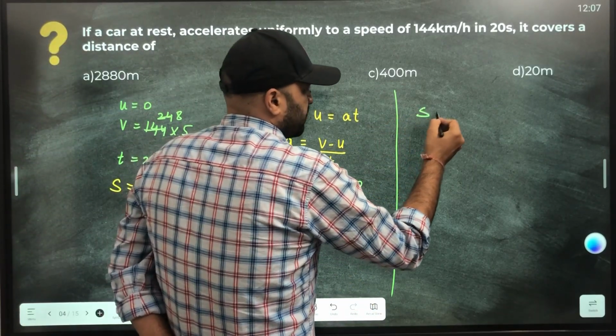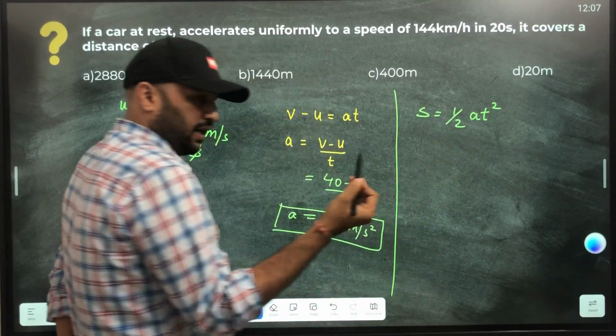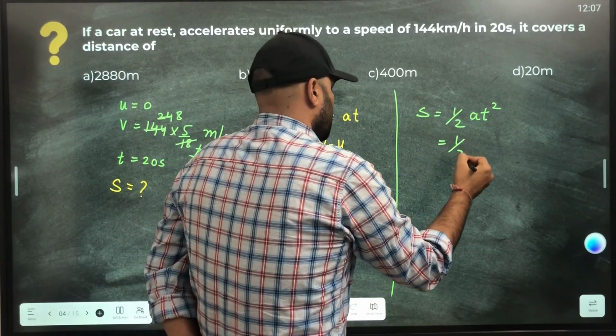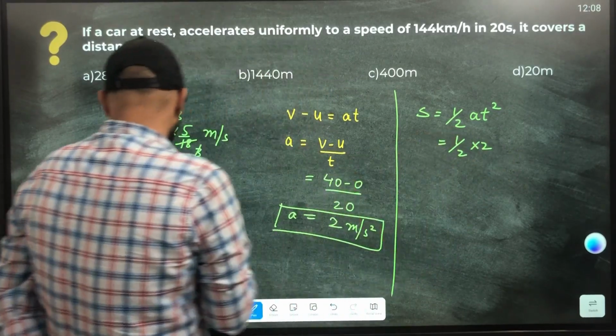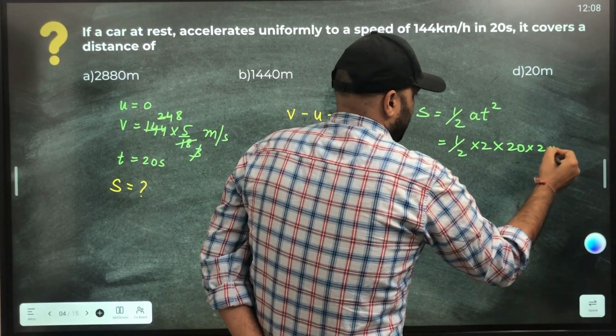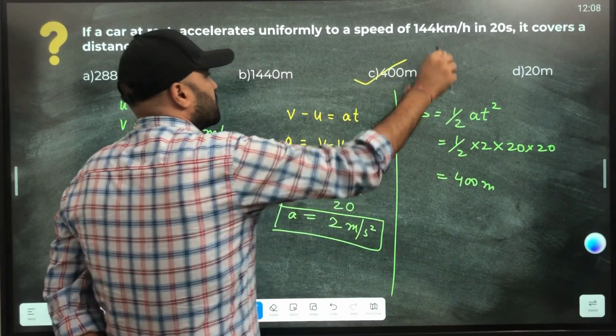Now, if this is our acceleration, we can straight away use it. Initial velocity is 0, so s equals ut plus half at square. Half at square straight away, because u is 0, right? This will be equal to half. What is our a? 2. And what is our time taken? Time taken is 20 seconds. So straight away 20 into 20. Now 2 cancels with 2, and you're left with 400 meters. Is there any such option? Yeah, option C is correct.